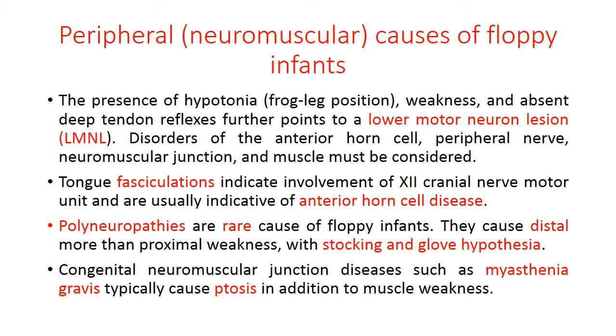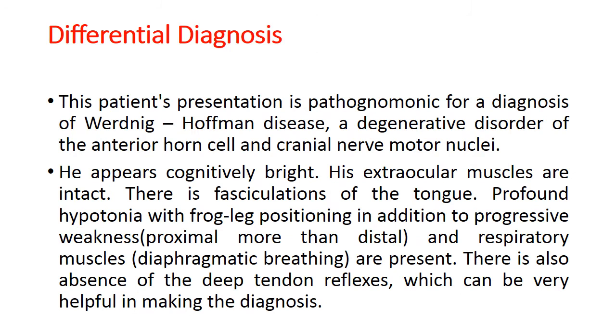Considering also congenital neuromuscular junction disorders such as congenital myasthenia gravis, the infant with congenital myasthenia gravis will usually have ptosis, and our infant didn't have ptosis. Our patient is a Floppy infant syndrome, most probably due to neuromuscular disorder, most probably anterior horn cell disease, and it is most probably a spinal muscular atrophy, the infantile form of spinal muscular atrophy, or type 1 spinal muscular atrophy that is called Werdnig-Hoffmann disease.